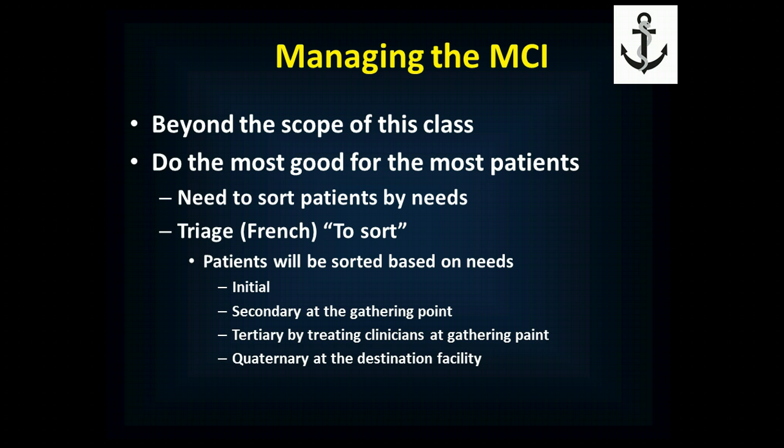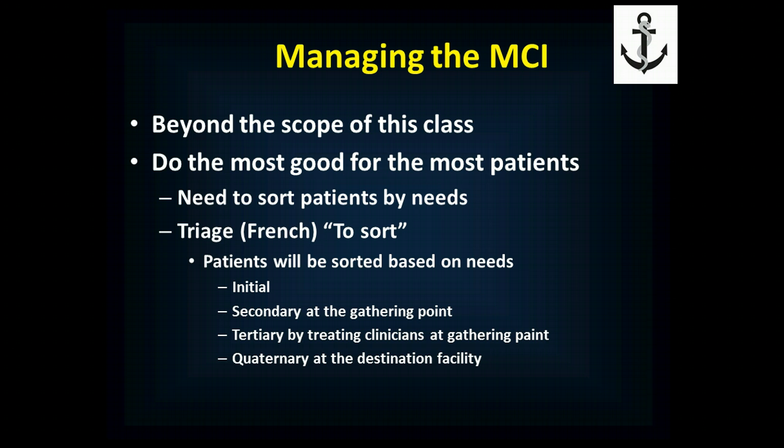So patients will get multiple rounds of triage, and we're going to talk just about the initial triage here, but when they're gathered somewhere, either a treatment point or another gathering point, they'll get a secondary triage, and then inside that care point, they'll get tertiary triage, and then when they get to their destination facility, they'll get quaternary triage. So the sorting process goes on again and again and again, and it becomes finer and finer and more detailed.